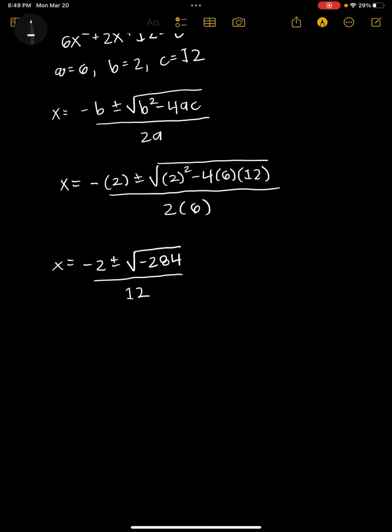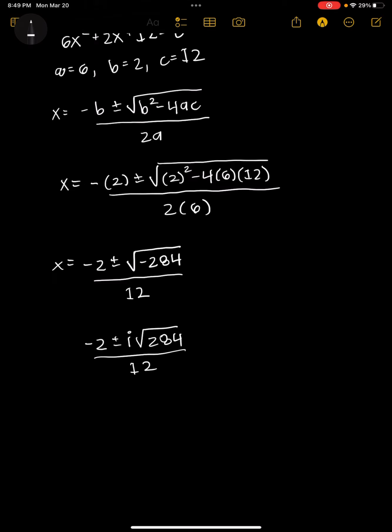Now, if you remember from the last lesson, we cannot have negatives underneath the square root. When I have a negative underneath the square root, it gives me an imaginary number, which is not happy. So what we're going to do is first change this so that it doesn't have a negative under the square root. We're changing it to an imaginary number. I can rewrite it as negative 2 plus or minus i square root 284 over 12.